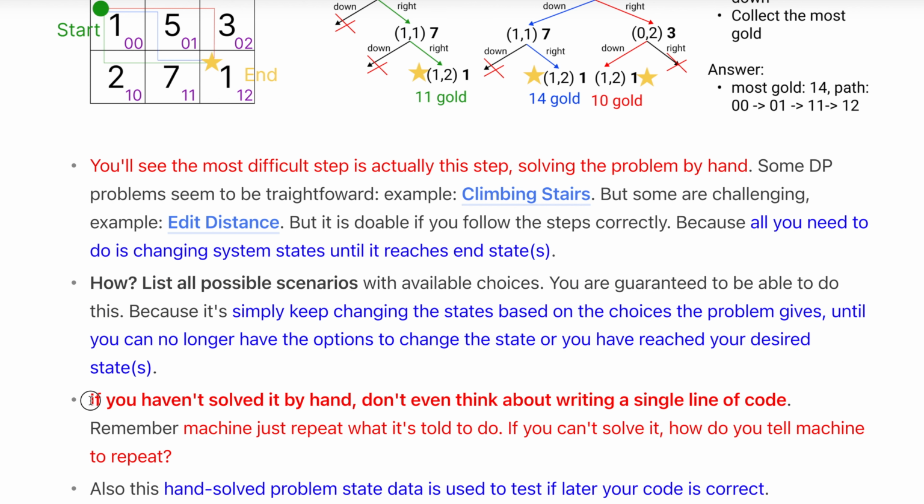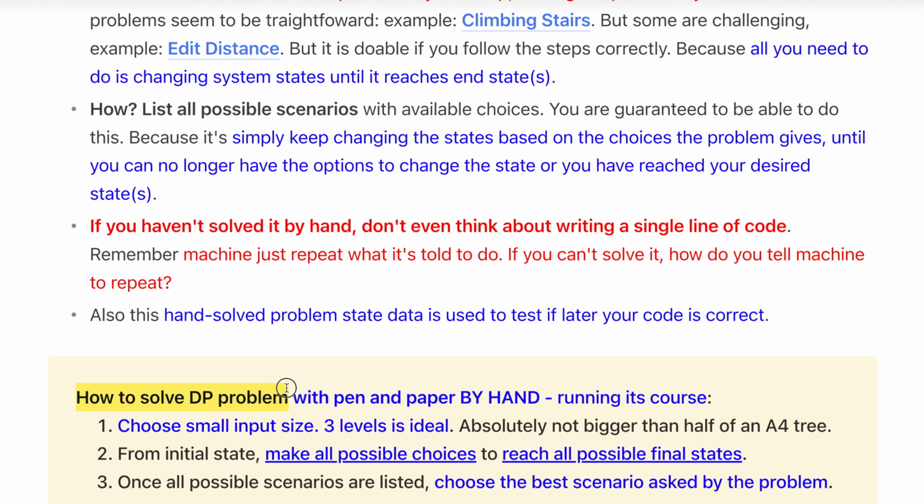Now, remember, if you haven't solved the problem by hand, don't even think about writing a single line of code. Because remember, the machine just repeats what it is told to do. So if you cannot solve it, how can you tell the machine to repeat it? And finally, this hand-solved problem state data, the deficit state tree data, is going to be used to test if later your code is correct. So in short, how to solve the DP problem with pen and paper by hand.